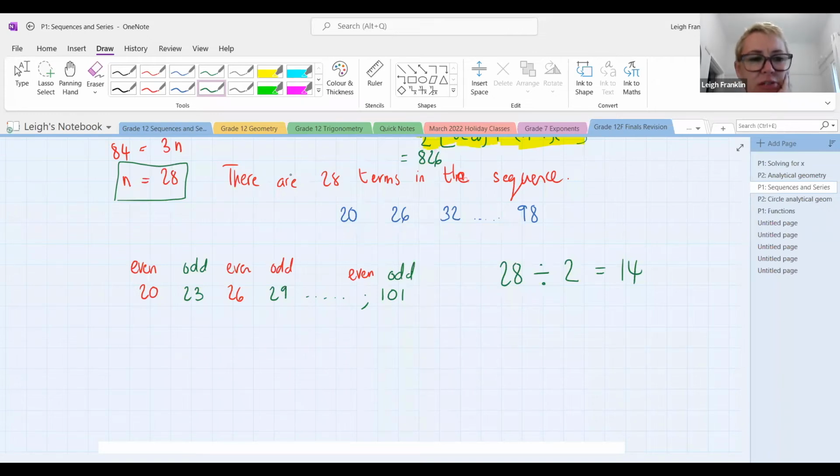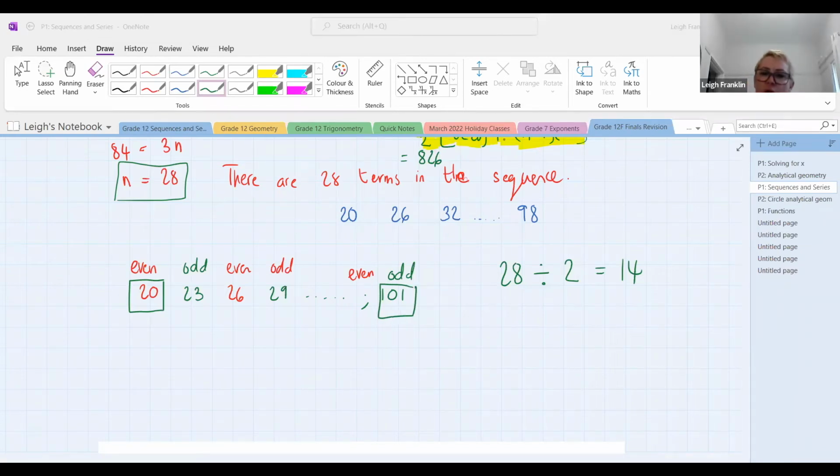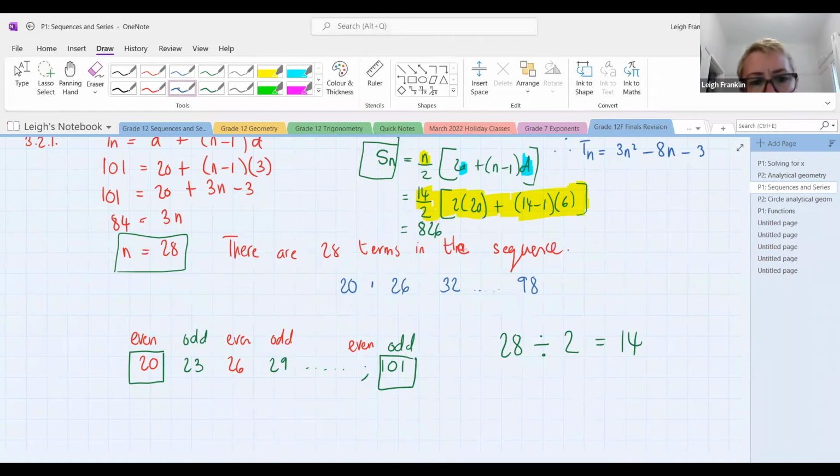Does that make more sense, Sisanda? So we start with an even number, we end with an odd number. So 14 of the numbers have to be even, 14 of them have to be odd if the number of terms in the pattern adds up to 28. So that's why we know that it is a sum to 14. There are 14 numbers in the series. And our difference between each of these ends up being 6 rather than 3.